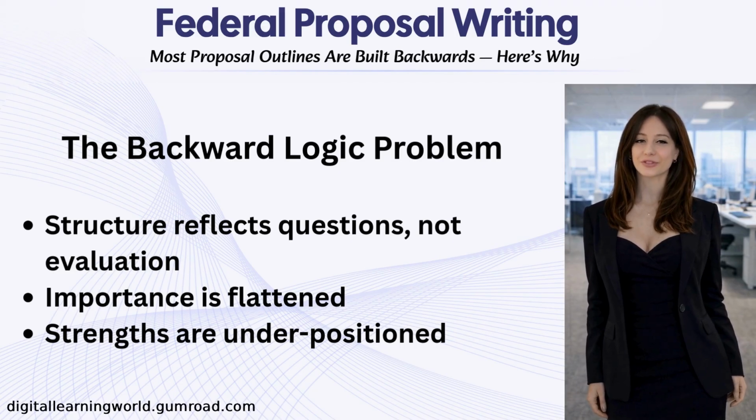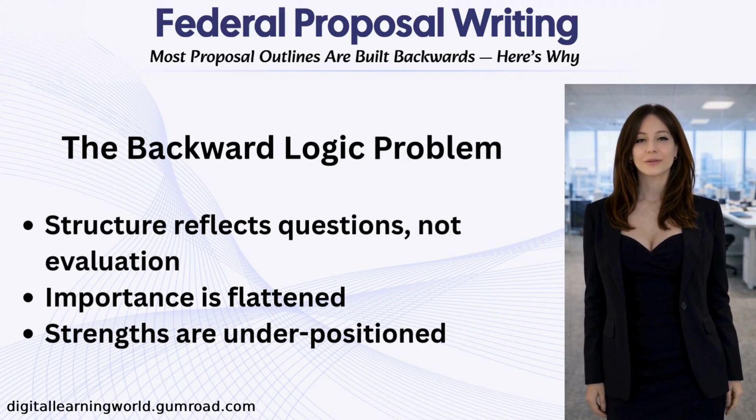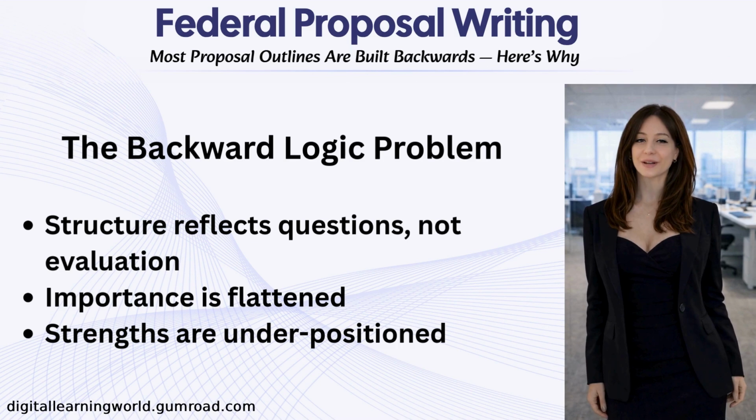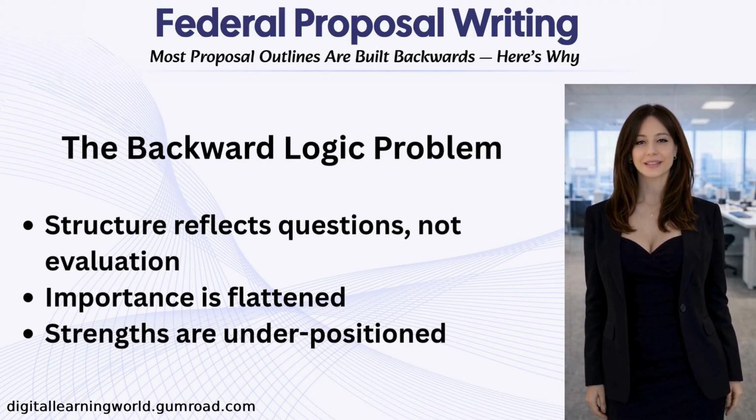When outlines are built directly from RFP questions, they reflect what was asked rather than how responses will be evaluated. All requirements appear equal, even when they aren't. Strengths become underpositioned, while less important details receive the same weight. The outline looks complete, but the logic is backward.